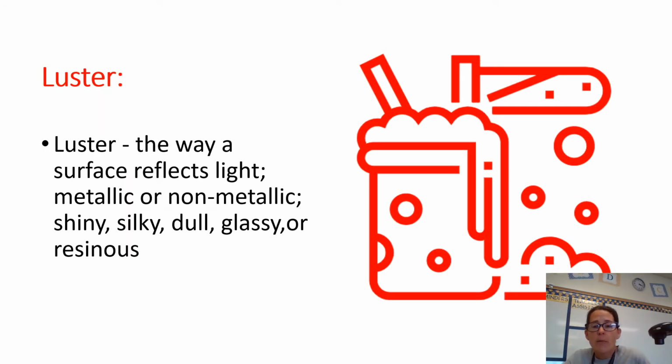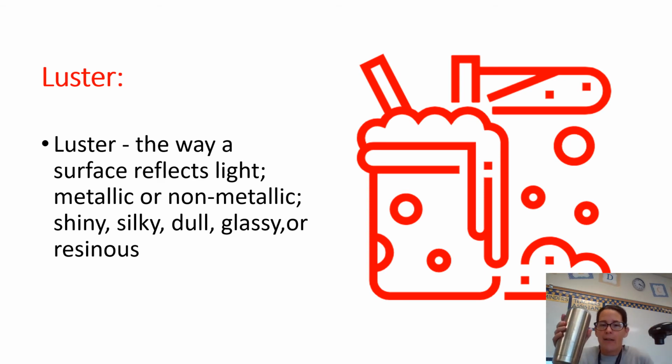So here we're going to talk about some of the words that we use to describe those metals, those nonmetals, and those metalloids. The first one we're going to use is luster. Luster is simply the way a surface reflects light. We might say that something looks metallic or non-metallic, and then a little bit further we would say it's shiny, silky, dull, glassy, or resinous. Those are a few words that we would use.